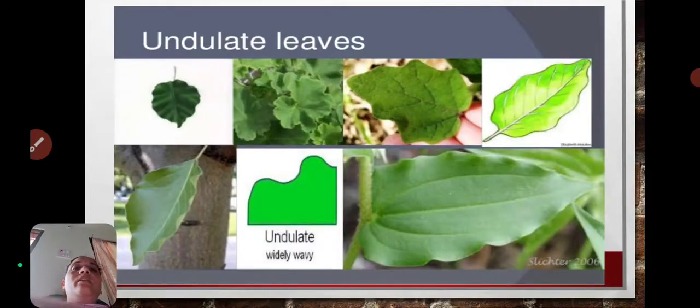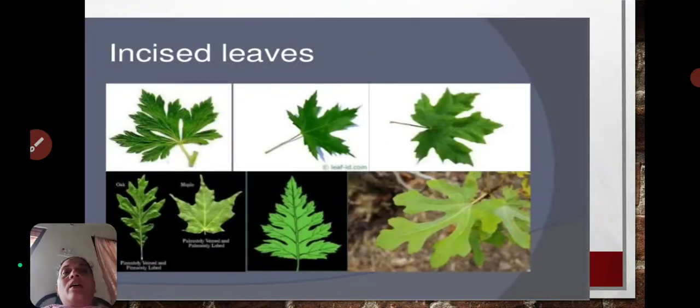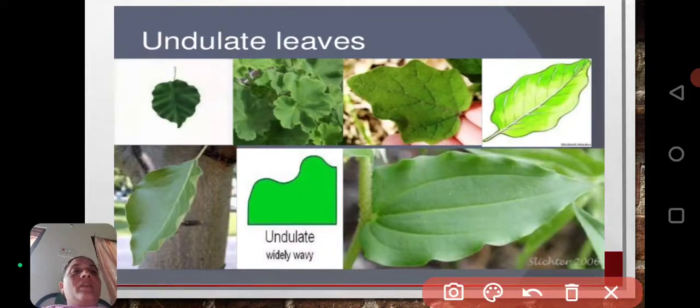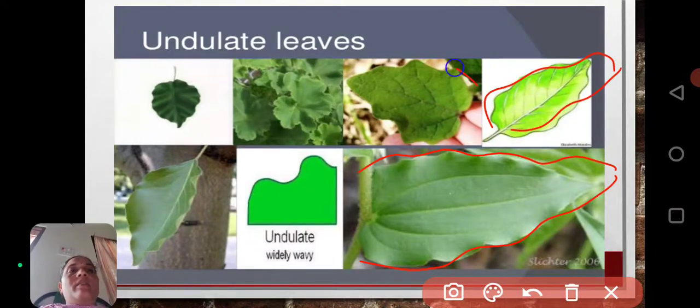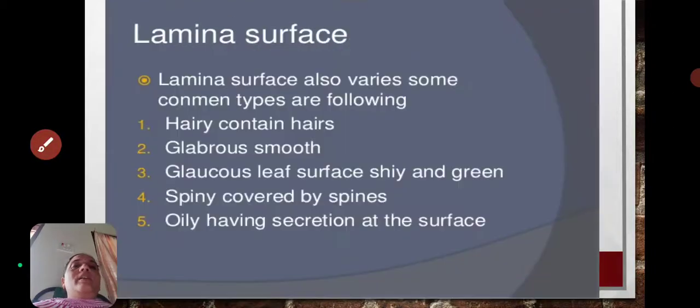These are the undulate leaves. Undulate means a wavy leaf margin is present. The wavy leaf margin is called undulate. The long or widely wavy part is called undulate leaves. These are undulate leaves. Wavy leaves are there.